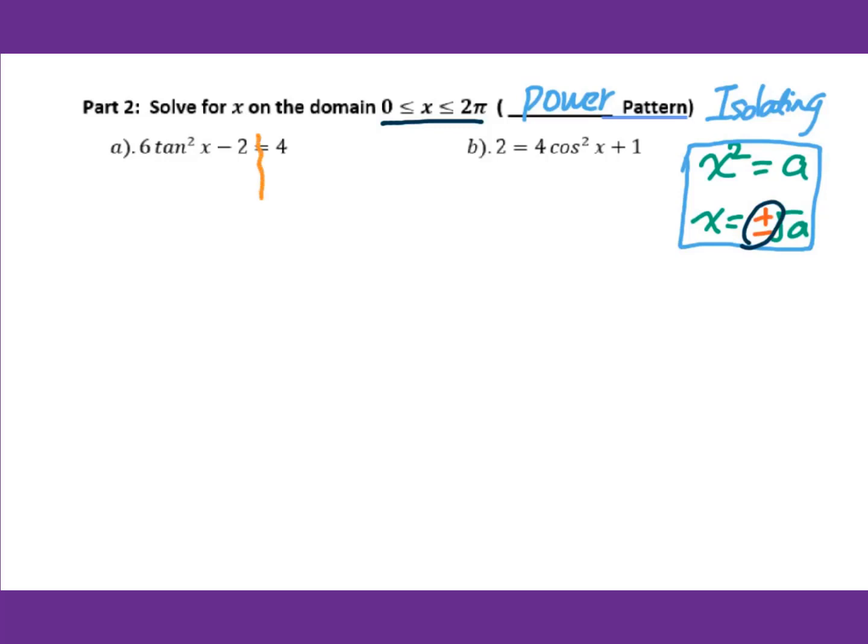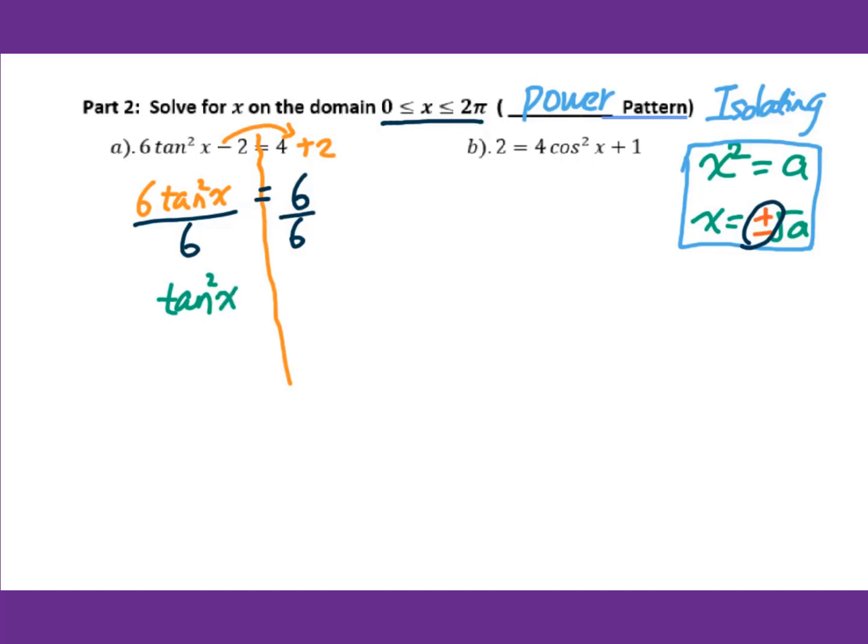Don't forget plus or minus. So for A, first of all, you need to isolate this tangent. I add 2 to both sides. So we got 6 tangent squared x equals 6. To isolate tangent squared x, we divide by 6 on both sides. We got tangent squared x equals 1. Square root both sides. Don't forget plus or minus. Therefore, I got tangent x equals plus or minus 1.